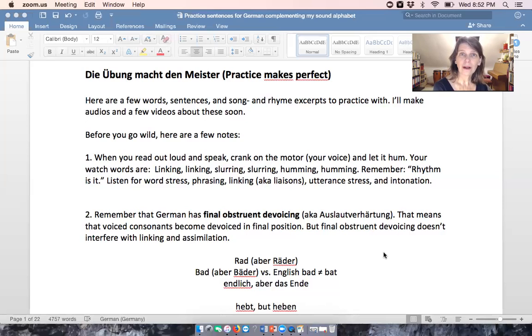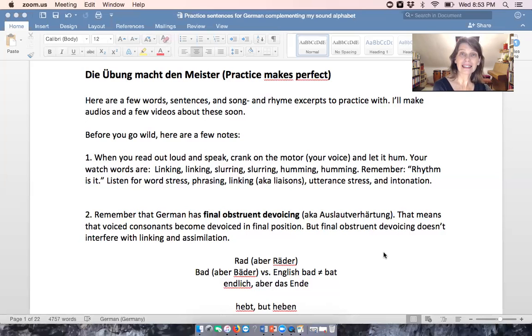And then teachers and moms always give the same advice: form the plural, and then you will know. So the plural of Rad is Räder. So we hear, it's a D. So now we know Rad, even though we say T, is spelled with a D.